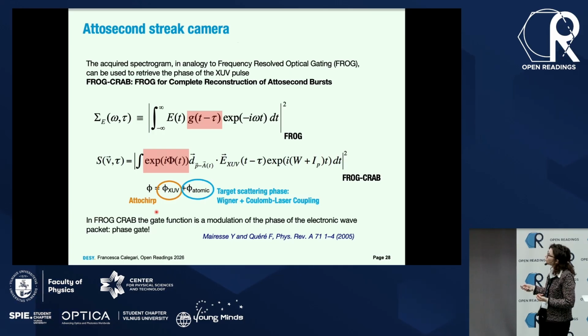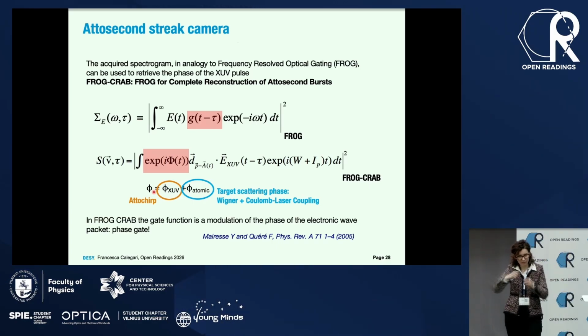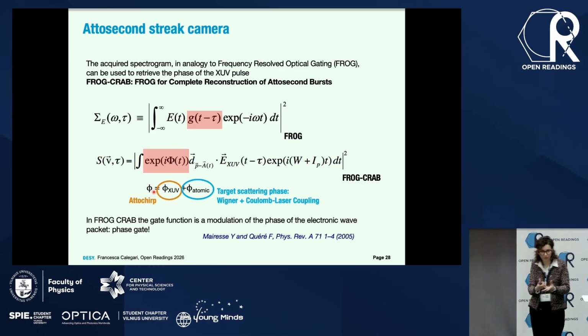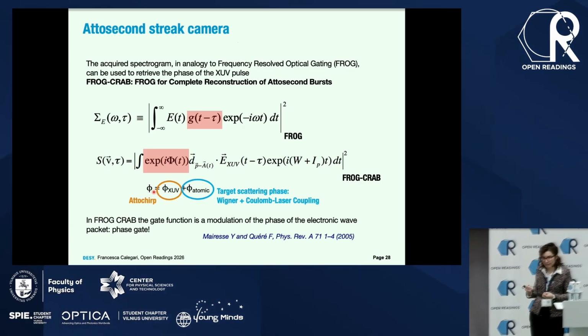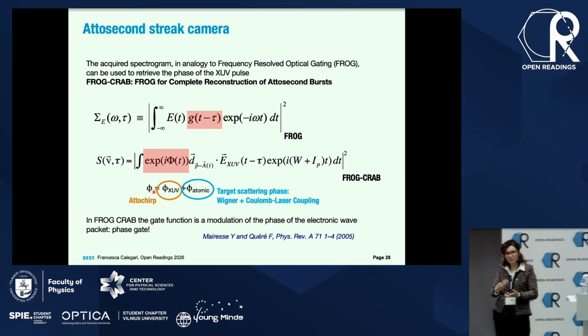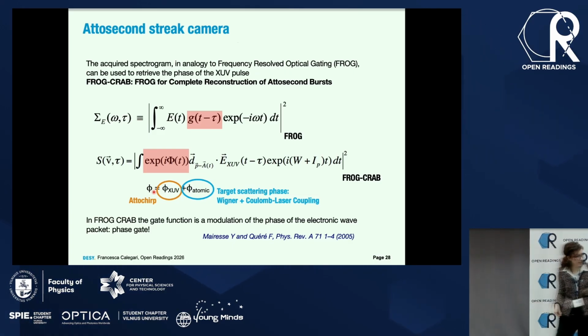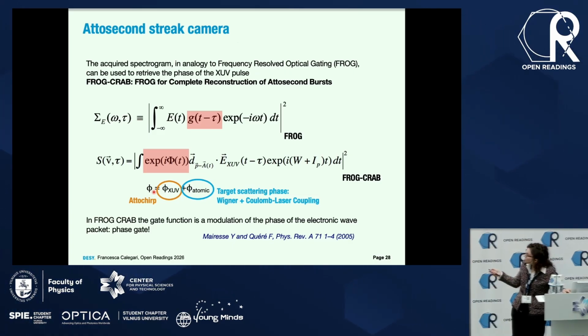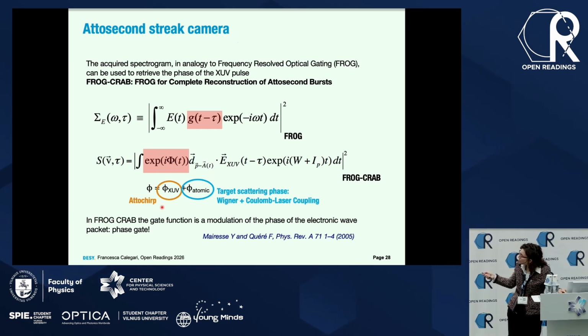This phase contains both the chirp, or the phase of the XUV pulse, and the phase that has been acquired in the atomic target, what I told you about the scattering. So there is a term, which is the scattering phase, that we can extract, and from that we can learn what has been the time that it took for the electron to be photoionized. This technique can then be used both to characterize the XUV pulse and to extract the atomic phase.